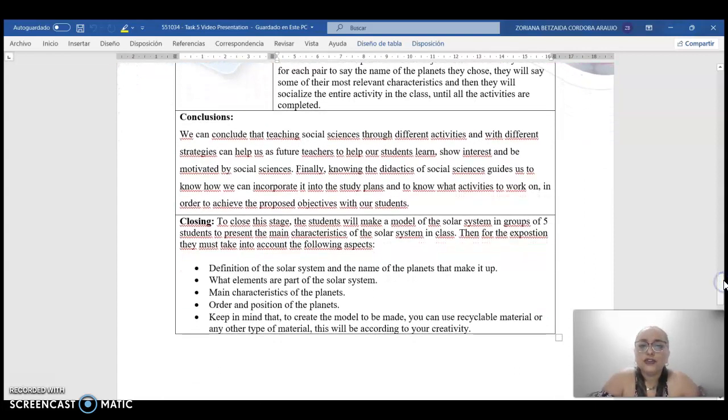Now, talking about the conclusions, we can conclude that teaching social science through different activities and with different strategies can help us as future teachers to help our students learn, show interest, and be motivated by social science. Finally, knowing the didactics of social science guides us to know how we can incorporate it into the study plans, and know what activities to work on in order to achieve the proposed objective with our students.